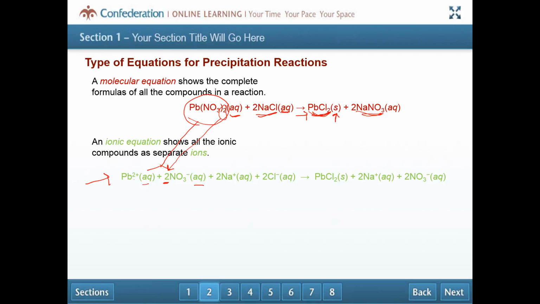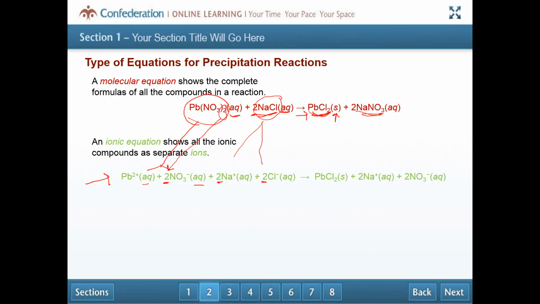Same goes with the sodium chloride. So now this is split into its 2 ions, and there's a coefficient in front of the NaCl, and that coefficient stays the same here. Because there aren't any subscripts in this compound, those coefficients are all that is written there.